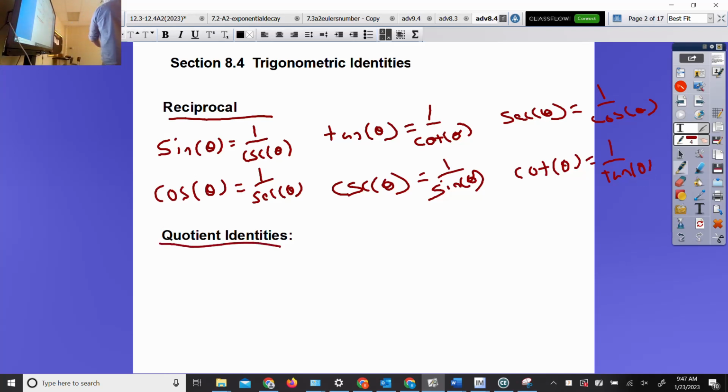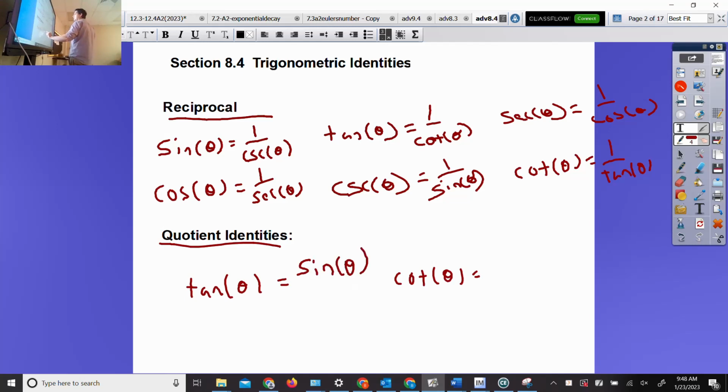Anyways, the actual quotient identities deal with what tangent and cotangent are in terms of sine and cosine. I don't know if you know these or not. Think about your circle quizzes. That little box in the lower right-hand corner. What do you write down for tangent? Y over x. What was y? Sine. Sine over cosine. Tangent of theta is sine of theta over cosine of theta. And how about cotangent then? Cosine over sine, the reciprocal.